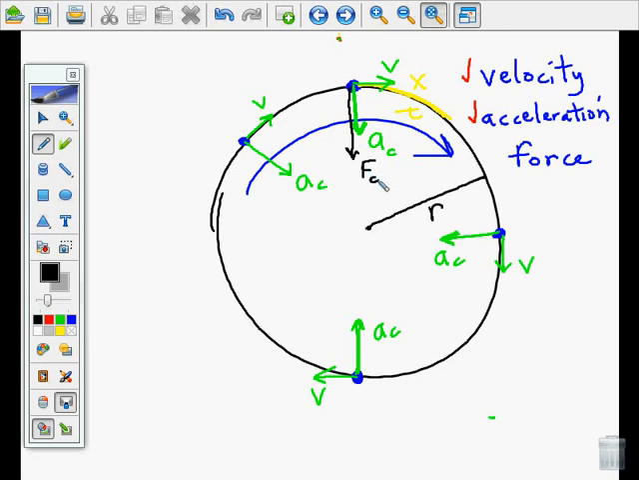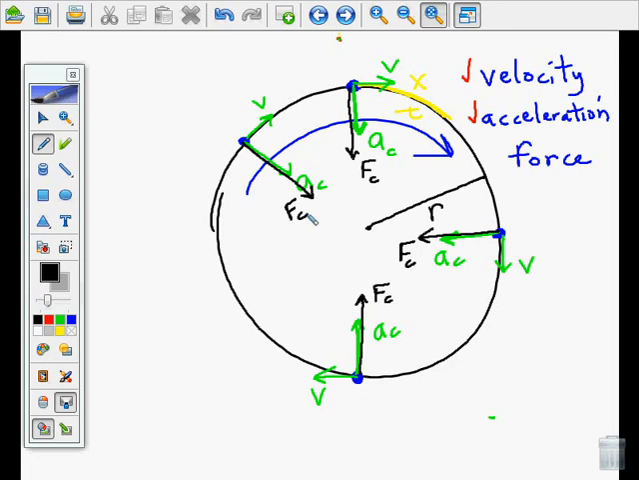It's called the centripetal force because it's towards the center. There's that C word with the P in it, centripetal. Again over here, if it's accelerating towards the center, there must be a force pushing it towards the center. Over here at the bottom, if it's accelerating towards the center, there must be an overall force pushing it towards the center. Over here, if there's an acceleration towards the center, there must be an overall force pushing it towards the center.